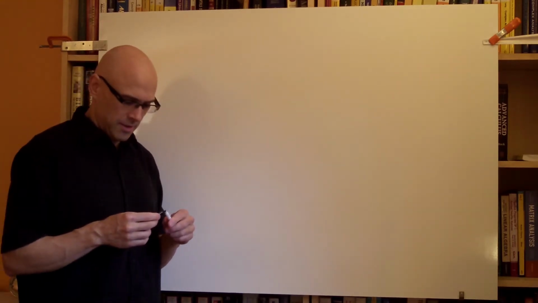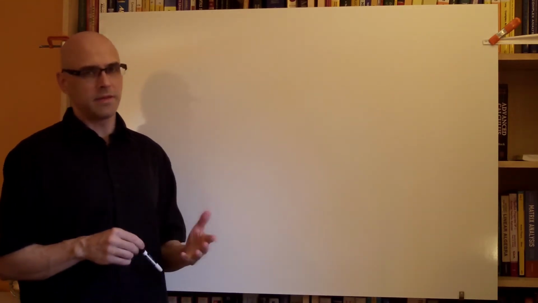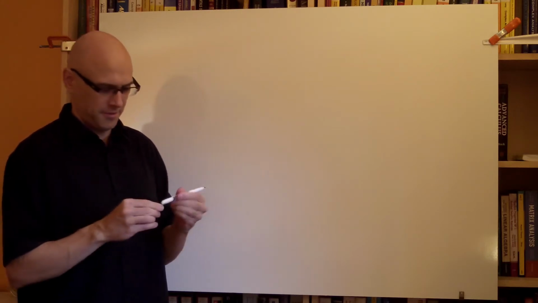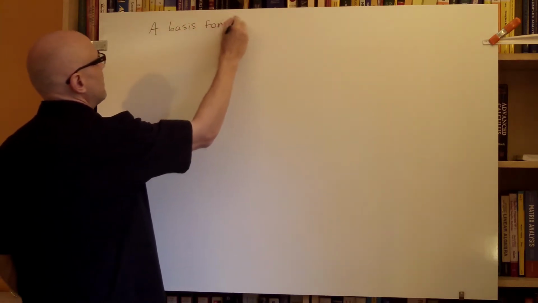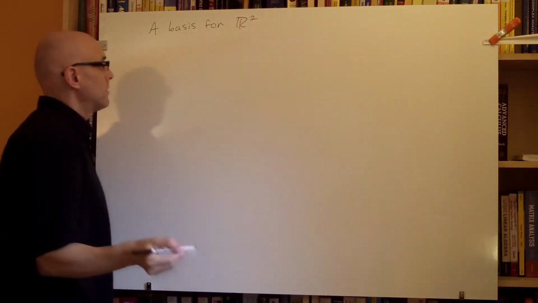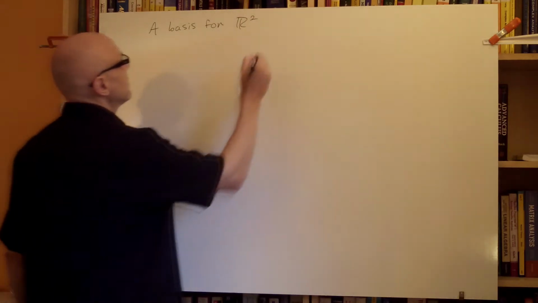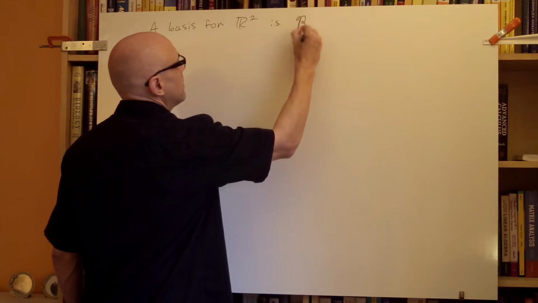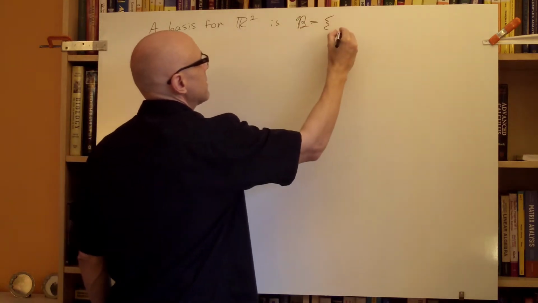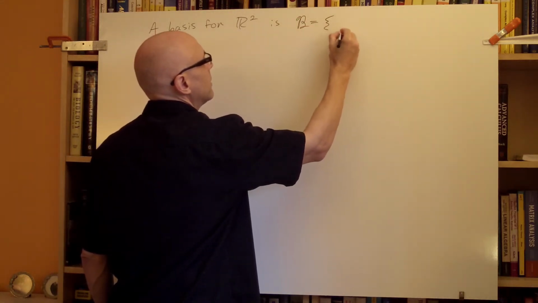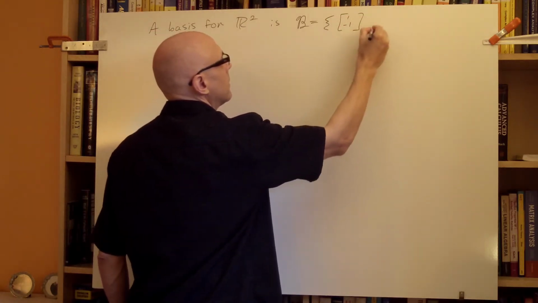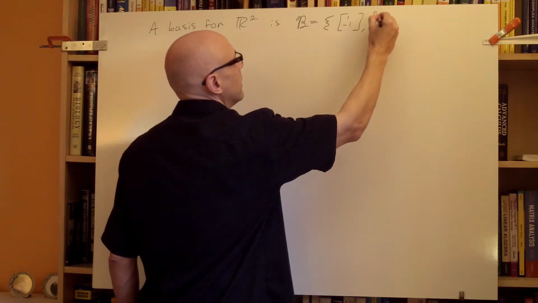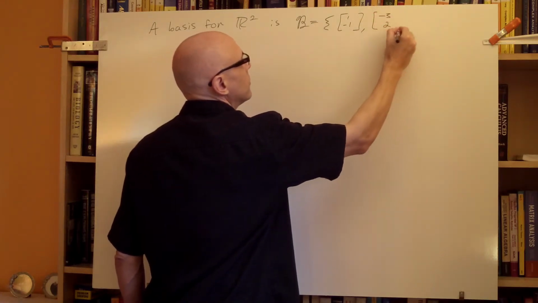Okay, so more about bases for vector spaces. Let's consider a basis for R2 will be this set B consisting of the vectors, say (1, -1) and (-3, 2). Okay.